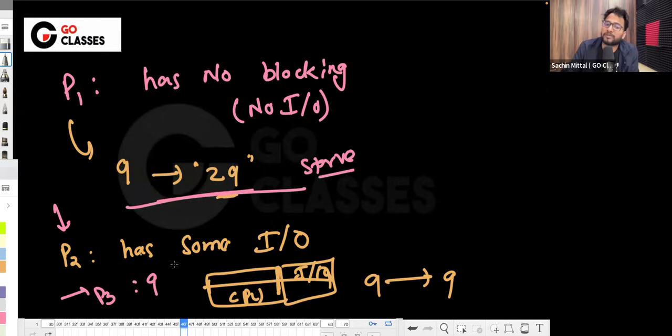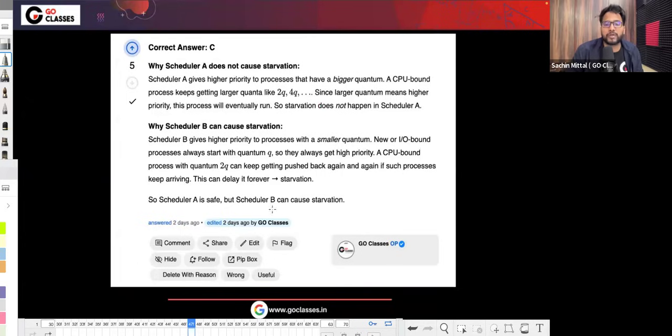Why? Because maybe the new processes which are IO bound, which are not completely running on the CPU, keep on coming. Since they're IO bound, they keep on coming. So in that case, P1 will never get a chance, right? If you are using scheduler B, scheduler B can cause starvation. New or IO-bound processes always start in the top queue, so they have the higher priority. A CPU-bound process in the lower queue can keep on getting pushed back if the processes keep on arriving.